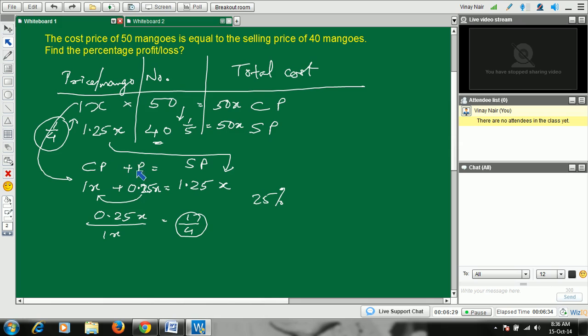By how much it is increasing, that is the profit. So it increases by 1/4 means it is increasing by 25%. That means the profit percentage is 25%, right? So this way we can find profit percentage in such questions.